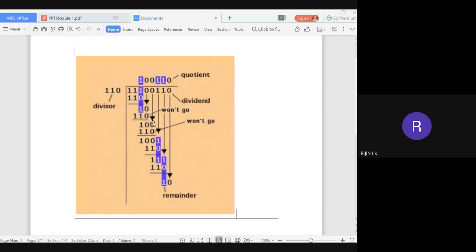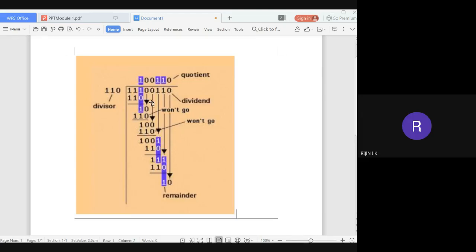Here it is not possible, because the dividend value is 1 0 and the divisor value is 1 1 0. So here it is not possible. In that case you have to place a 0 here. Then shift the divisor once more.